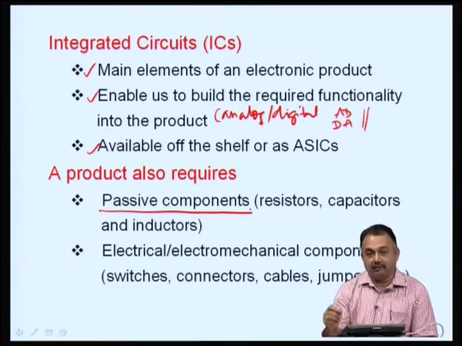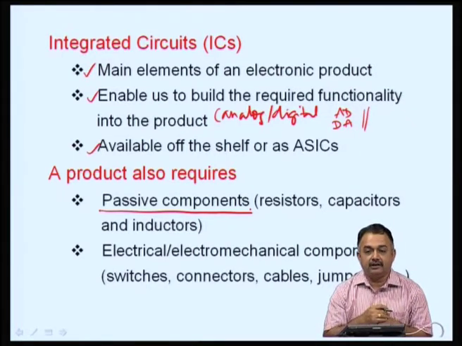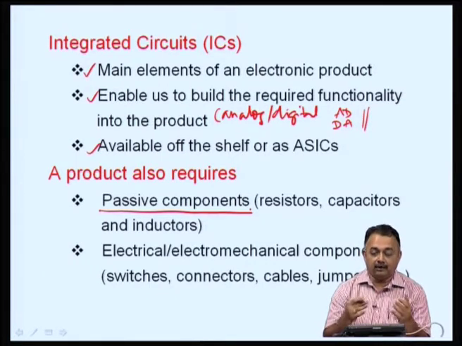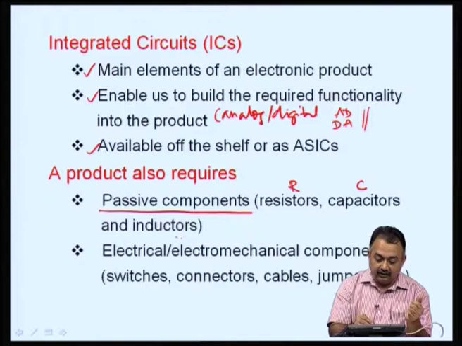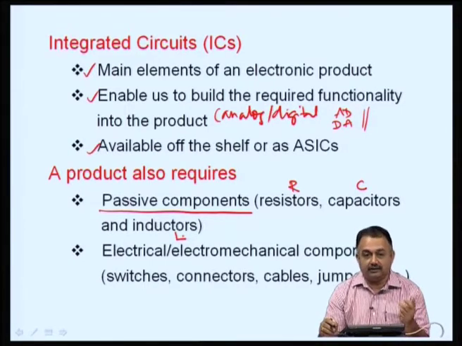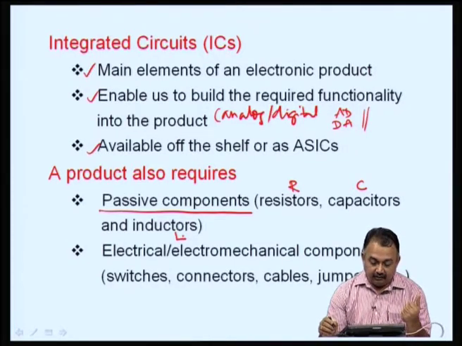A product also requires passive components. This is very important, because if you open up any product today and see, you will see that it consists not only of the active devices, it also requires passive devices. So, what are the passive devices? Resistors, capacitors and inductors in some cases. So, resistors and capacitors obviously are required for most of the electronic products to control your active devices when it is powered up, and they are used as filters and so on.